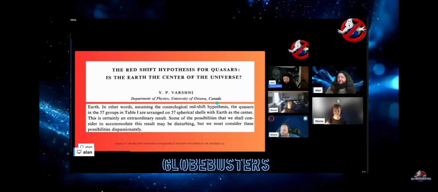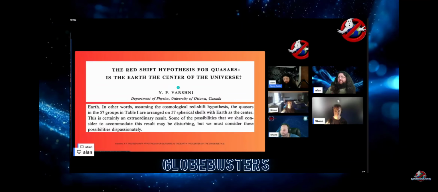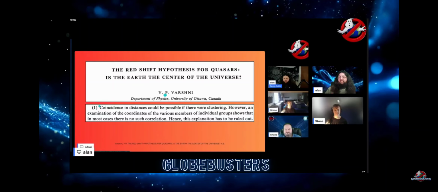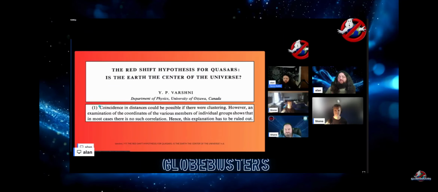And one of my favorite things about this presentation was this redshift hypothesis from Y.P. Varshni, where they have 57 quasars that are visible from the Earth, and you can, distance-wise, if you were to map it out in their model, it would create 57 concentric shells around Earth, only visible from our perspective. If you were on Mars, if you were on the Andromeda Galaxy, if you were anywhere else in their conceptual model other than Earth, you would not see these stars. So he proposes several explanations to explain it, none of which pan out.